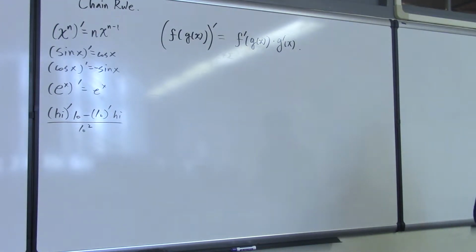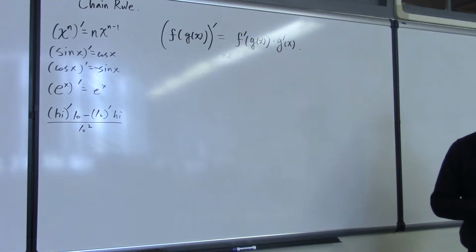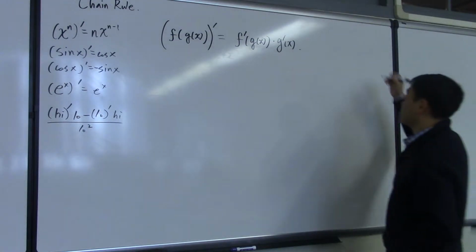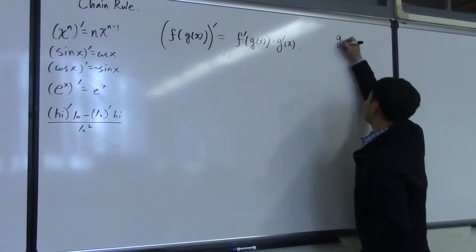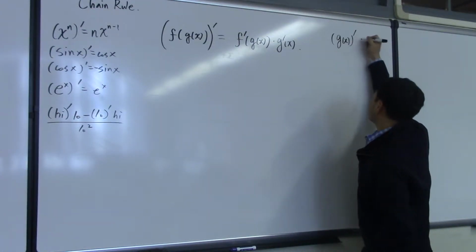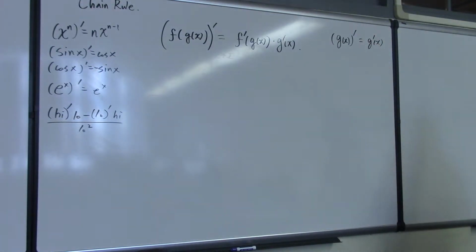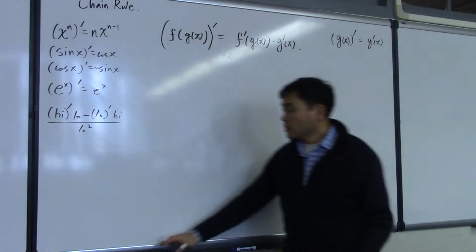Yes? Putting g prime, the derivative of g of x, is it the same as putting the prime after the x? I did not understand the question. Is this the same as this? Okay. So your question is whether g of x prime means the same thing as g prime of x. Yes, they're the same thing. All right.